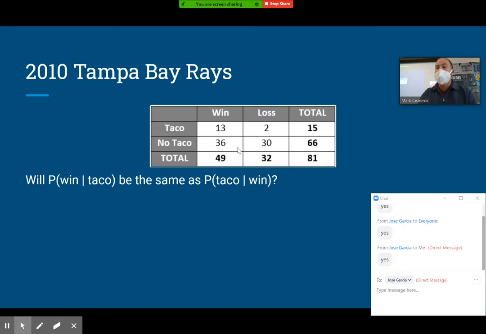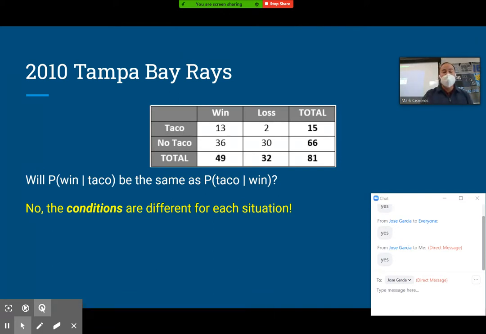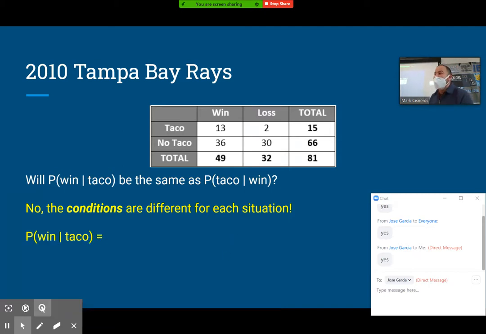You think it's going to be different? Okay. Let's try it out. There are different conditions. It doesn't necessarily mean it's going to be the same. It could be, but there are different conditions in this case. In this particular problem, the probability of winning, given that they got a taco, doesn't really make sense. But what's the condition this time?